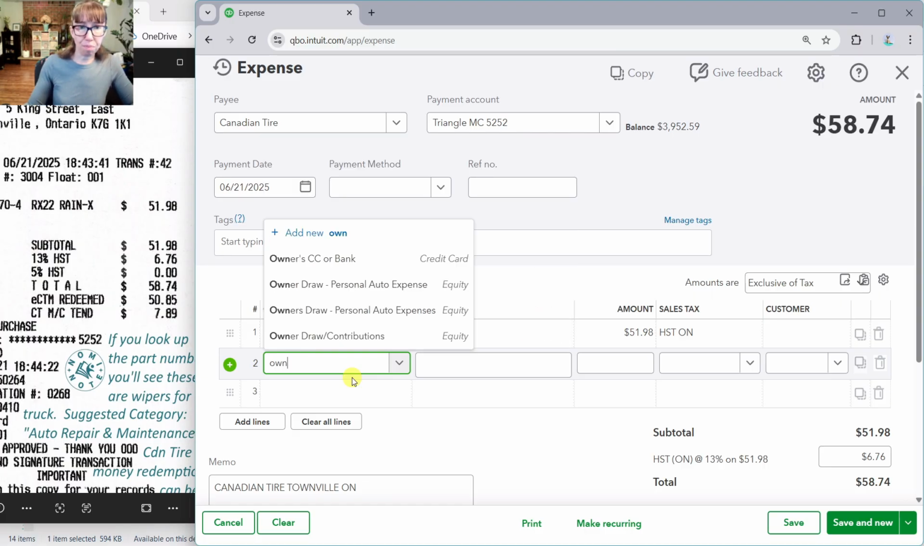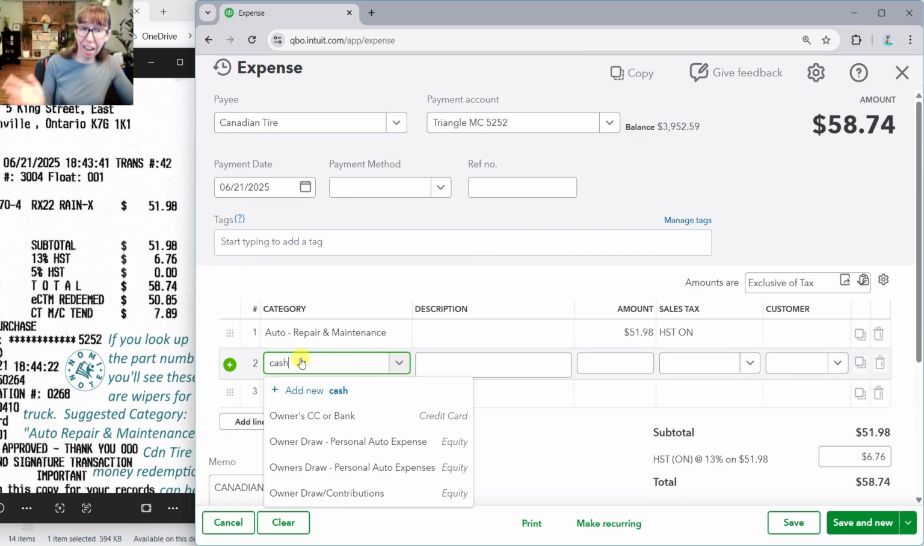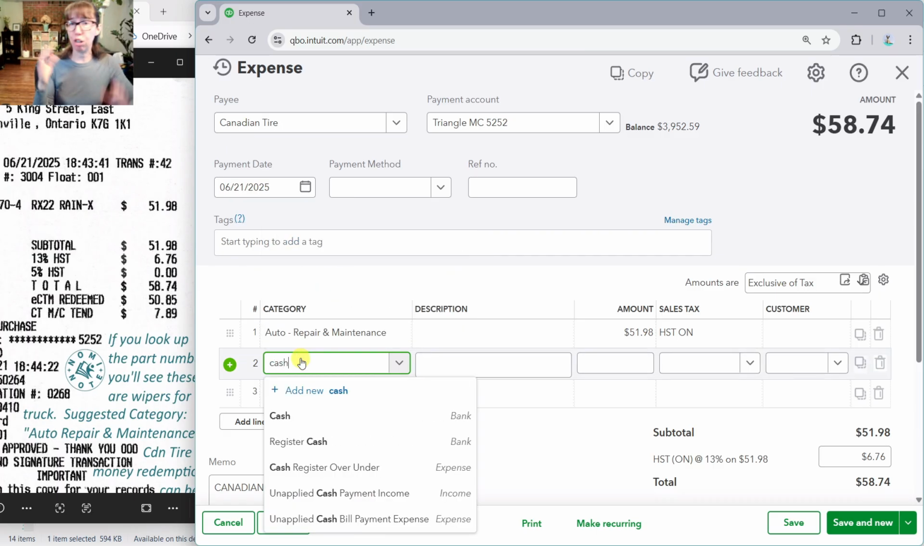owner's draw contributions. You can say owner's CC or bank. You could say cash if you're going to zero out cash later, if you're not tracking it like petty cash or register cash. So those are just three options, just something that's going to be moved to the owner's equity at least at some point. So those are some of the options. I'm just going to say cash.